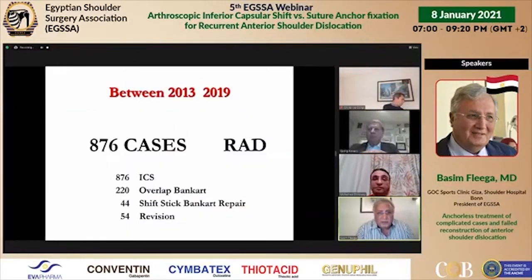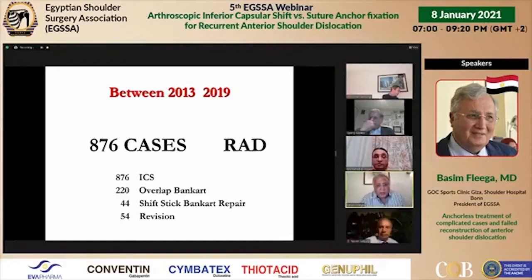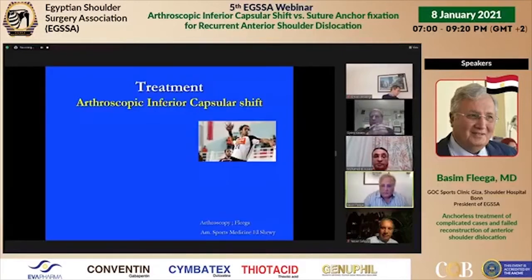Between 2013 and 2019, we had 876 cases of recurrent anterior dislocation. All of them had an inferior capsular shift, 220 with an overlap Bankert repair, and 44 with shift-sick Bankert repair, and there were 54 cases of revision. The treatment and results were very good, excellent in most of the cases.